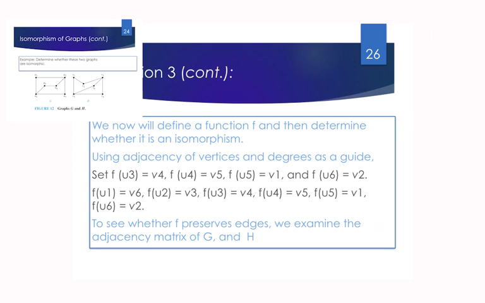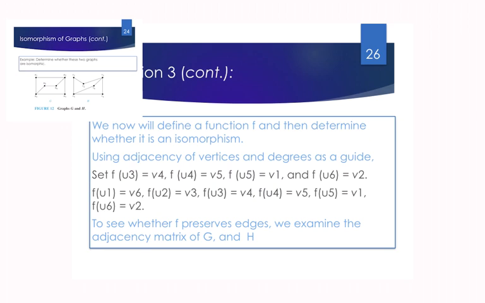We now have a one-to-one correspondence between the vertex set of G and the vertex set of H, namely f of u1 equals v6, f of u2 equals v3, f of u3 equals v4, f of u4 equals v5, f of u5 equals v1, and f of u6 is equal to v2.